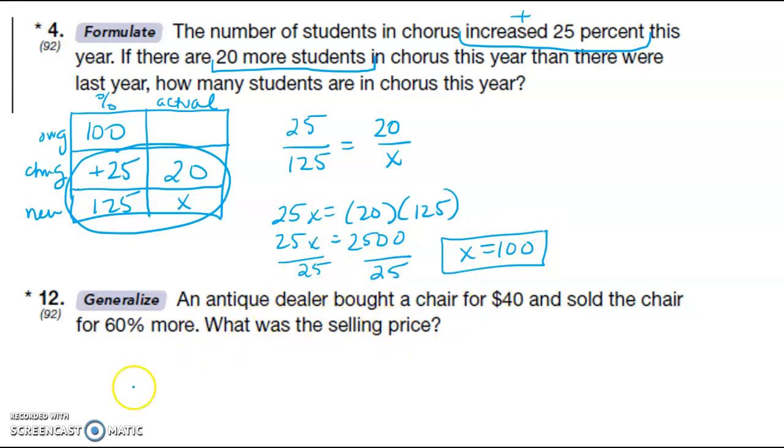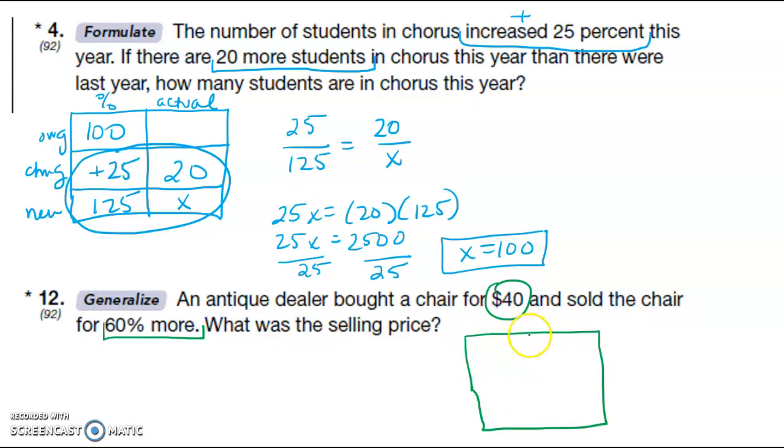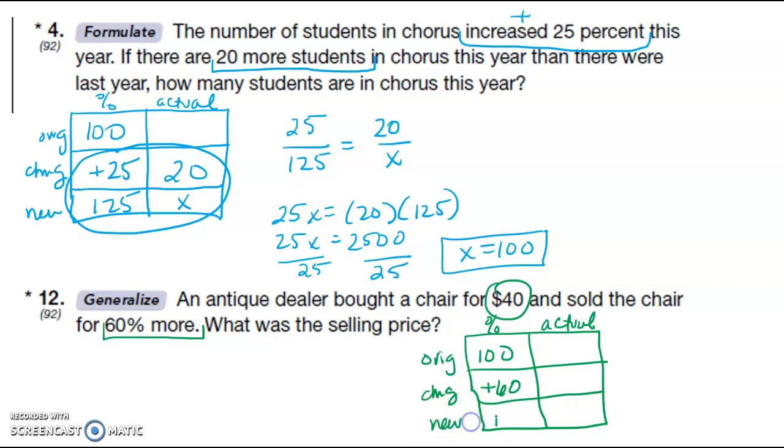All right, an antique dealer bought a chair. Let me go ahead and change colors here. Bought a chair for $40 and sold the chair for 60% more. Again, original, change, new whenever we see that percent difference, okay? Original, it's always going to be 100%. Change, sold the chair for 60% more. So we're increasing by 60. Oops, that's supposed to be 160.